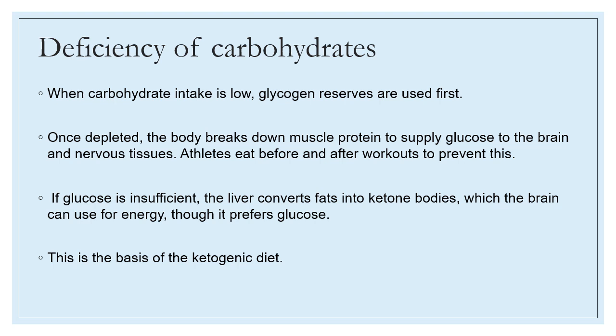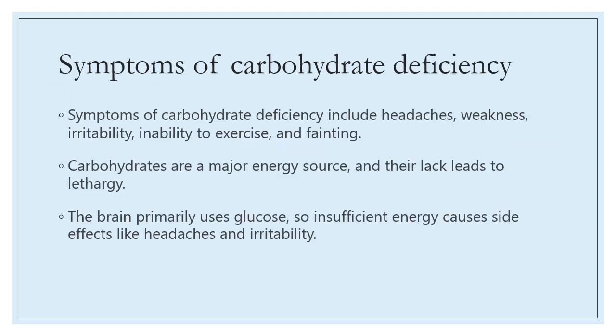and nervous systems. This is why athletes before a big event or after workouts will carb load, to increase the glucose amount in our cells, preventing the breakdown of this protein and allowing the storage of glycogen to go back. If glucose is insufficient, the liver converts fats into ketones, which is an energy source the brain can potentially use. It does prefer glucose, but it will use fat if needed. This is the basis of that ketogenic diet.